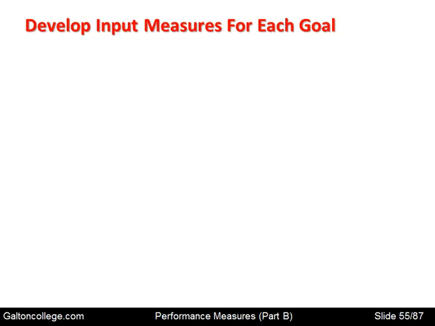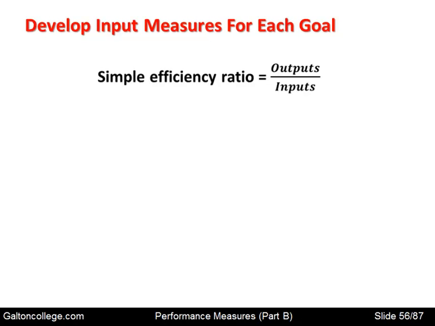Develop input measures for each goal. Well, a simple efficiency ratio would be outputs over inputs. But as I said many times in the course of these videos, that's easier said than done. It's difficult to measure the outputs, it's difficult to measure the inputs.